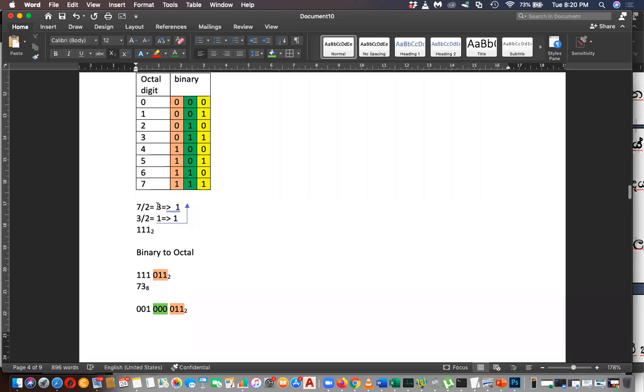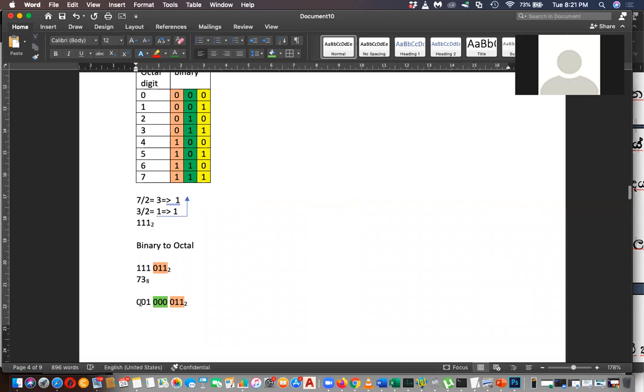What is 1 1 1 in this table? 7. What is 0 1 1 in this table? 3. So the octal value is 73. Understood? Yes, sir. Thank you.